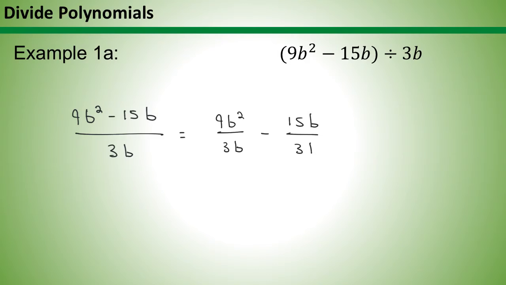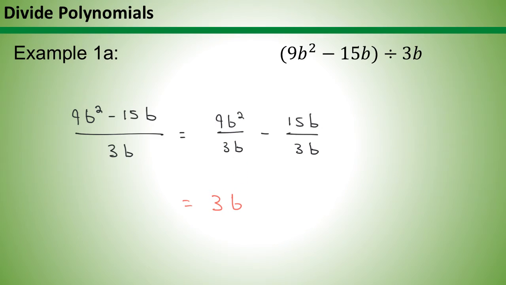Okay, so this first one here, I'm going to divide the number by the number, so 9 divided by 3 is going to be 3, okay? B squared divided by b is going to be b. Remember, when we divide variables, we're going to subtract their exponents. So this really has an exponent of 1, and that has an exponent of 2. So 2 minus 1 is 1.